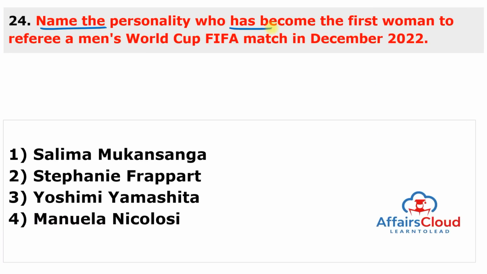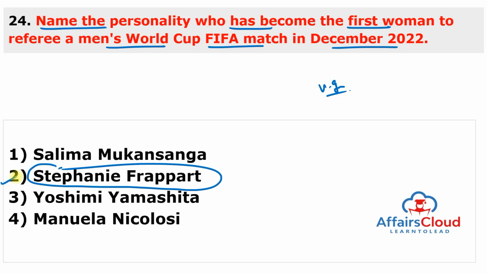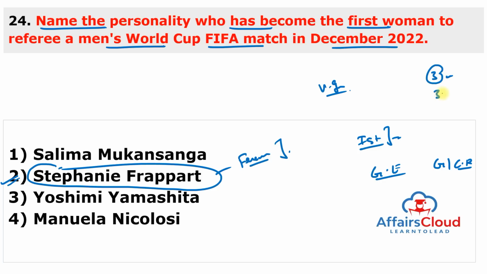Name the personality who has become the first woman to referee a Men's World Cup FIFA match in December 2022. Very interesting and very important question, and this personality is Stephanie Frappart. Answer of this question is 2, and she belongs to France. So Stephanie Frappart has become the first woman to referee a Men's World Cup match after FIFA announced that she will take charge of a Group E match between Germany and Costa Rica. And Frappart is one of the 3 women referees among the 36 selected for the tournament in Qatar.